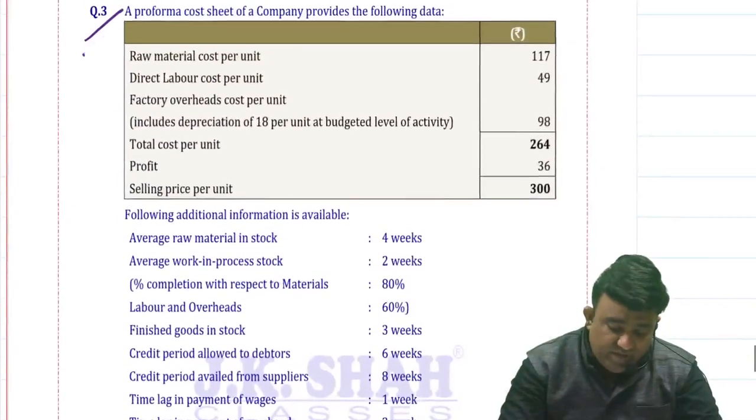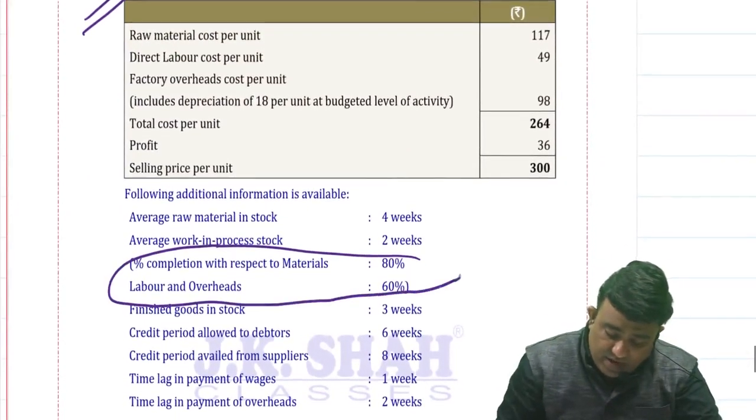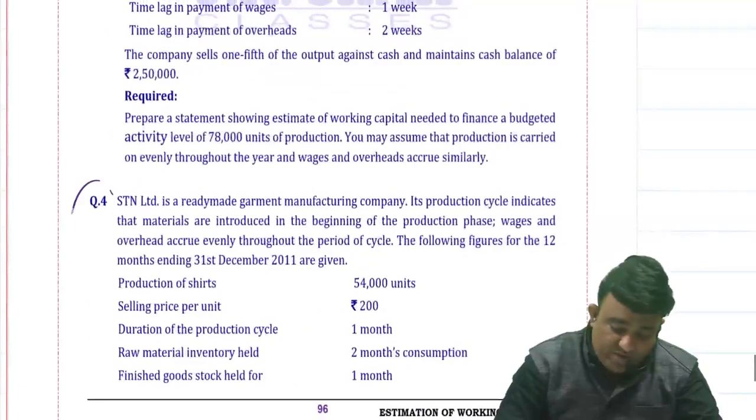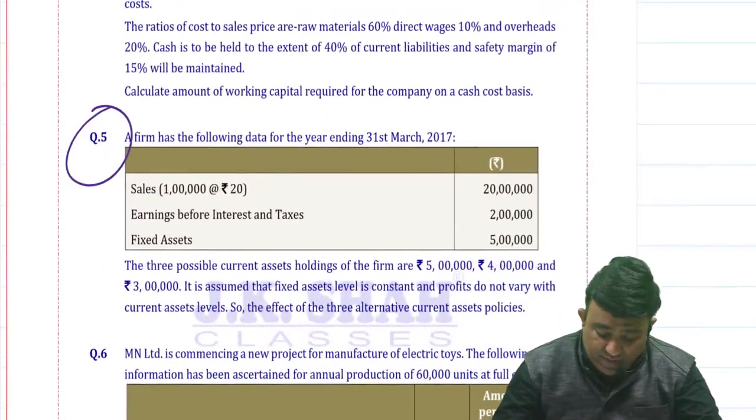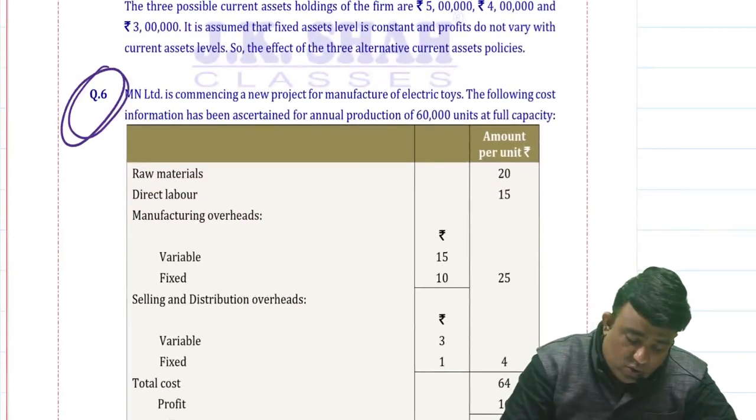Question 3, very normal example. Only good point is the WIP completion stage. Question 4, a very normal example. You can do it at your own. 5 is working capital approach. Very simple. Question 6, student, don't miss this.